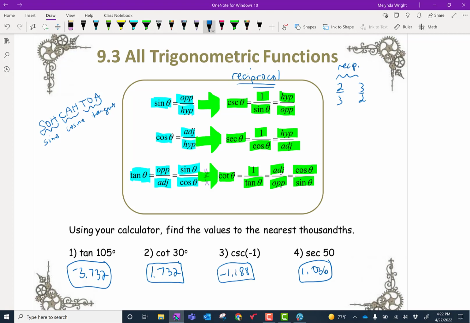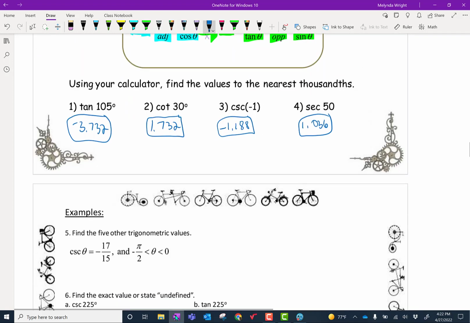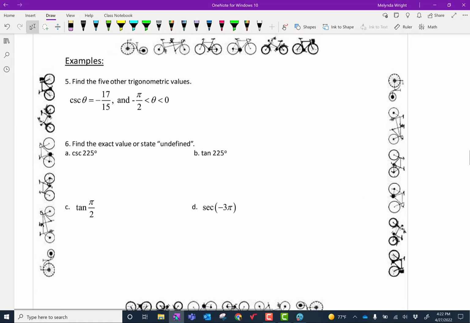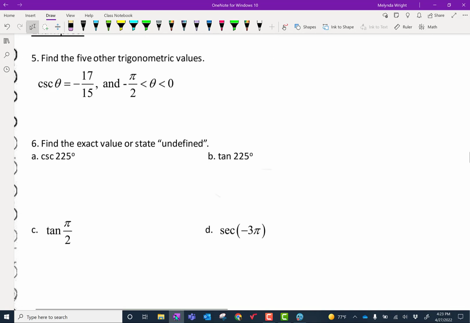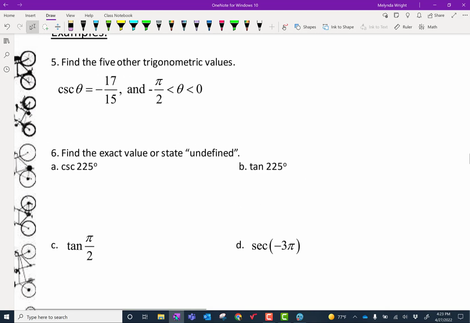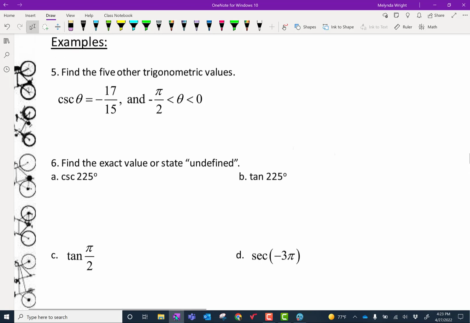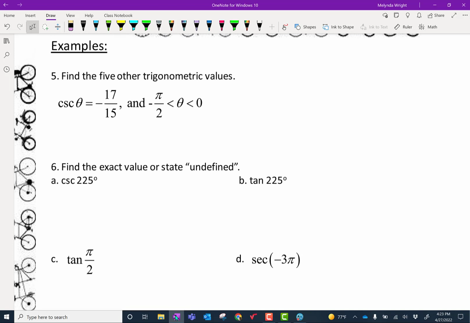Okay, so we have three kinds of topics we're doing today. One is using the calculator, which we just did. The next one is like number 5. And then the third one is like number 6. So let's focus on the second topic for today, which is figuring out what the other 5 trig values would be given this type of information. We're given cosecant is negative 17 over 15, and we're given this interval for theta.